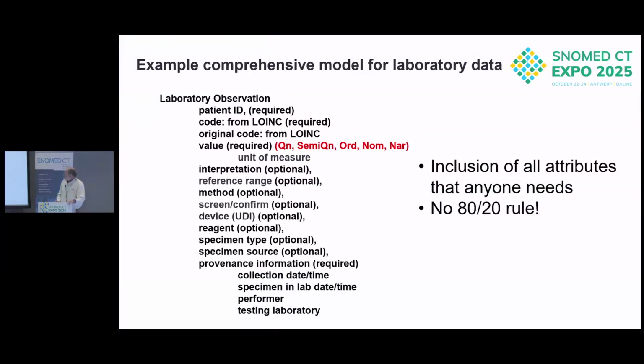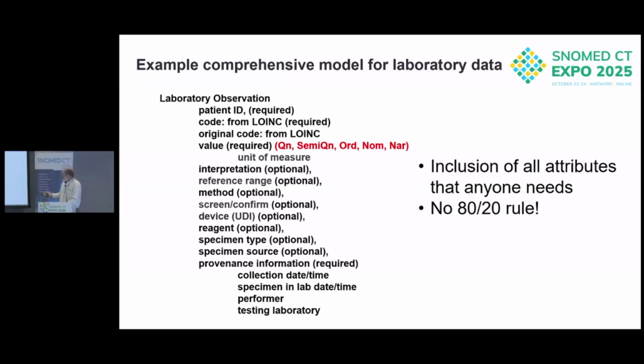So, the thing that happens though is you have these general information models, and this is an example. So I say it's comprehensive, but example means that I might have left something out. But it gets across the point. So you say, okay, the information model has a patient ID, it has a LOINC code, it has a value, it has an interpretation, reference range, and you can read the rest. And then there's the more mundane provenance information like collection date and time and specimen and lab time and who performed it and all of that sort of stuff.